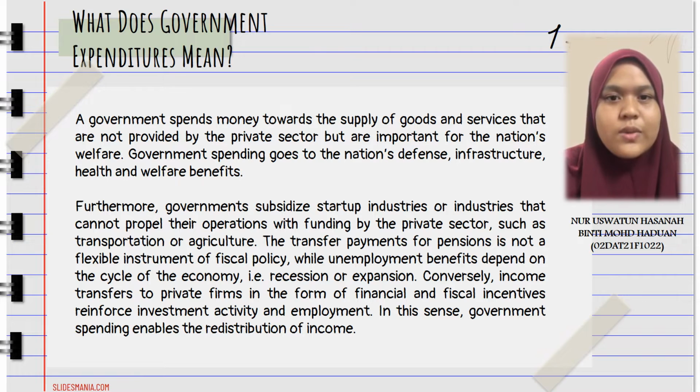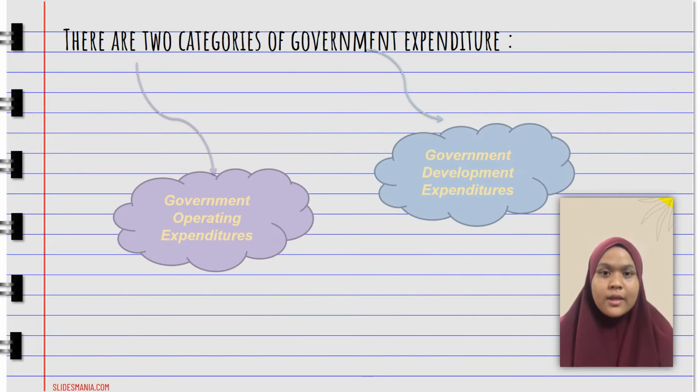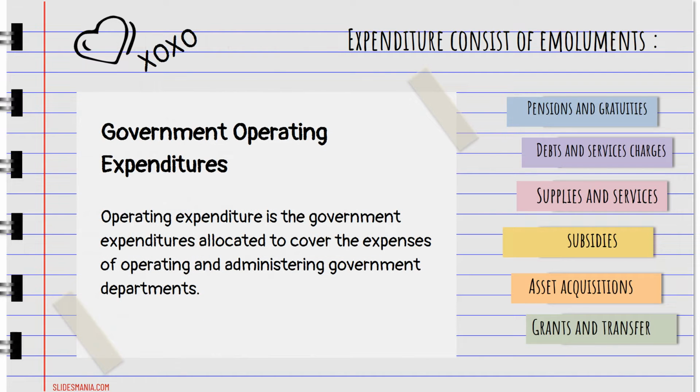Conversely, income transfer to private firms in the form of financial and fiscal incentives promotes investment activity and employment. In this sense, government spending enables the redistribution of income. There are two categories of government expenditure. First is government operating expenditure.